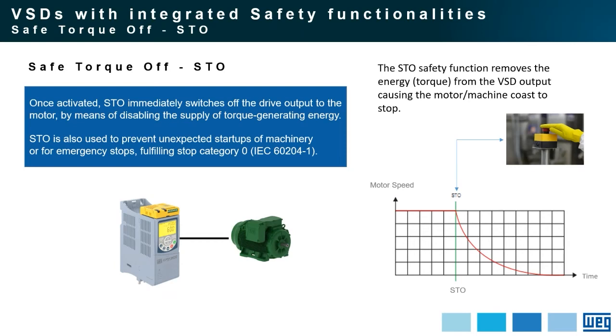And what does stop category 0 mean? We can see here in the graphic that when the motor is running, for example at full speed, and we have an emergency situation, the motor will switch off. It means we will remove all the torque from the motor, and the machine will stop by itself according to the machine inertia.